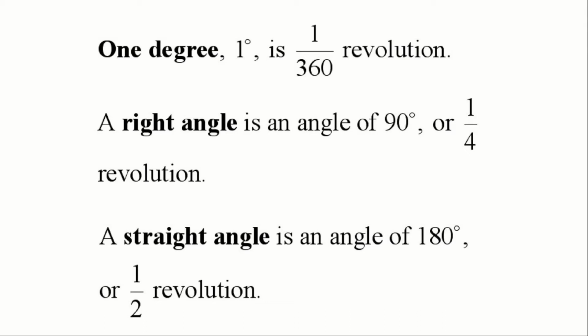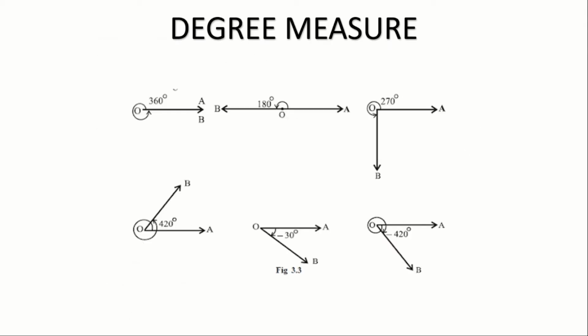A right angle is an angle of 90 degree or 1 by 4th revolution, and a straight angle is an angle of 180 degree or half revolution. So 1 degree is 1 by 360 revolution, 90 degree is 1 by 4 revolution, and the straight angle of 180 degree is half revolution.